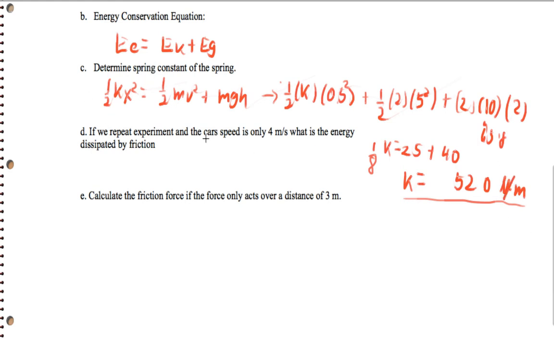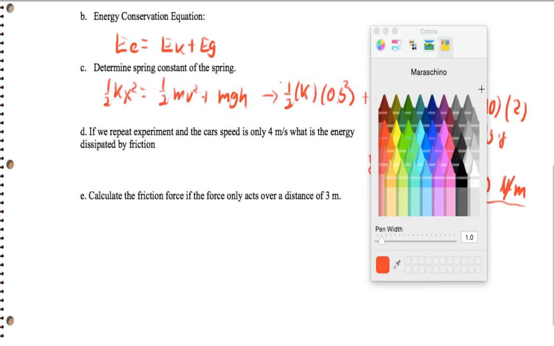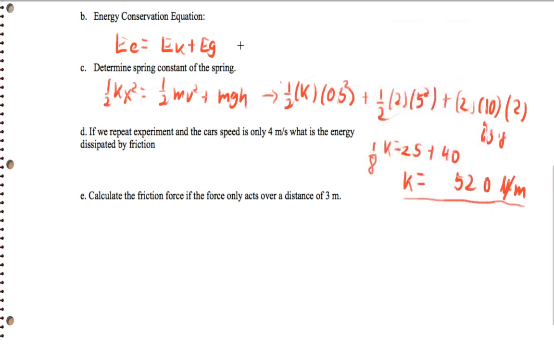Now we want to repeat the experiment and figure out what the energy dissipated is if we only have 4 meters per second at the top. So very similar formula. But now for part D, I'm going to make this note here. I'll write it in blue. I'll say plus E dissipated. And I'm going to write 4D here.